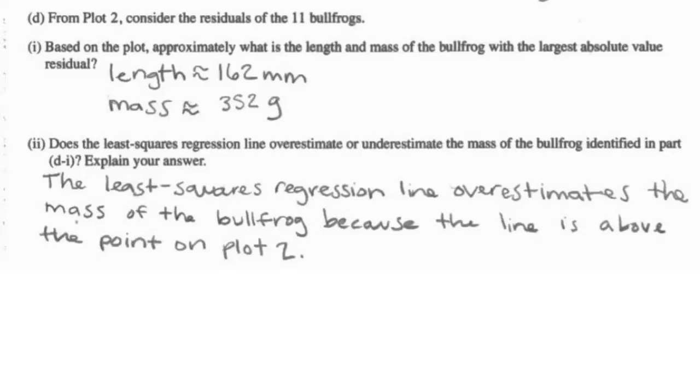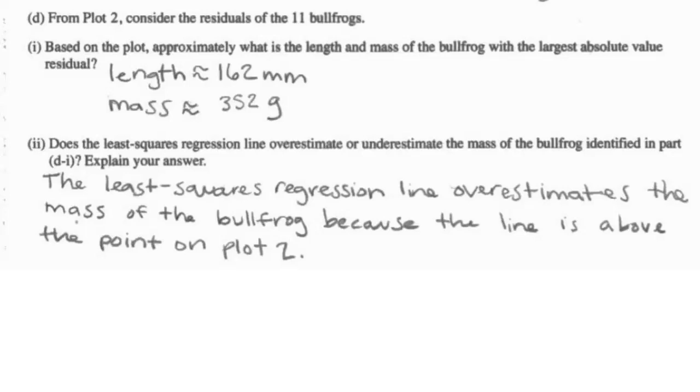162, 300. It overestimates the mass of the identified bullfrog by about 89 grams. I give them a P. But is that okay? Approximate positive linear. Yes. Okay. Yep. And then I know this one's wrong. It overestimates the mass of the bullfrog. Since the mass is this, the line should be lower. I give it an I.